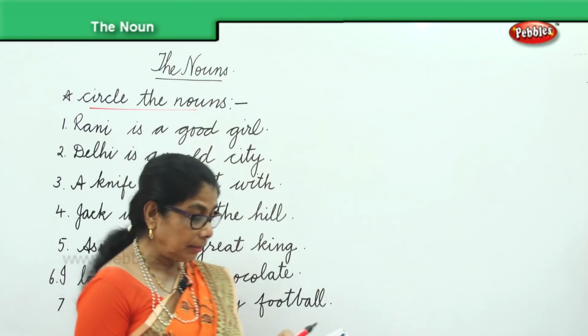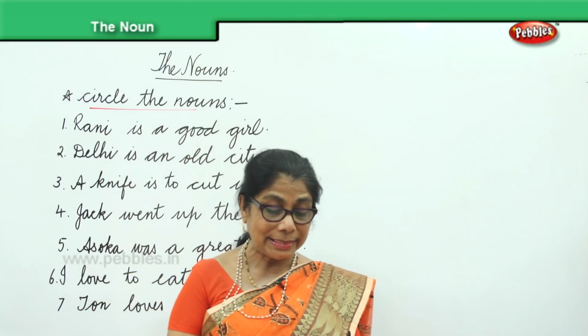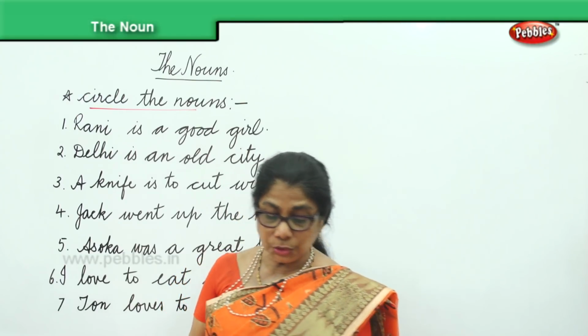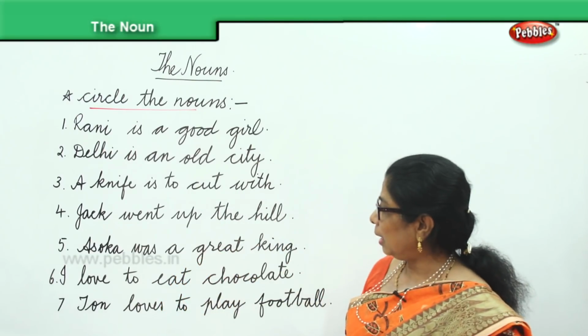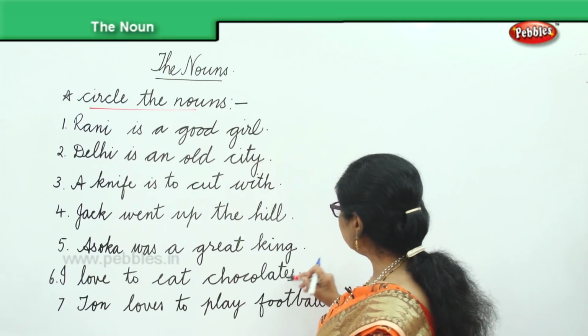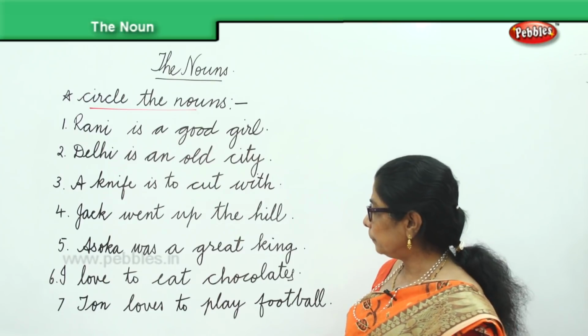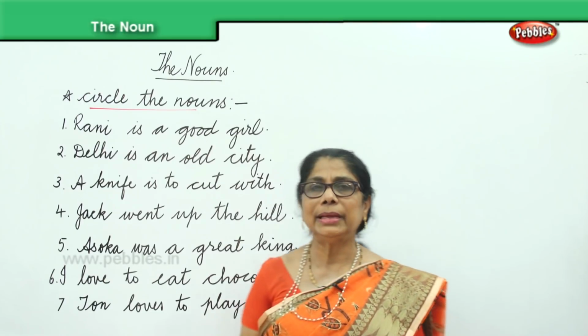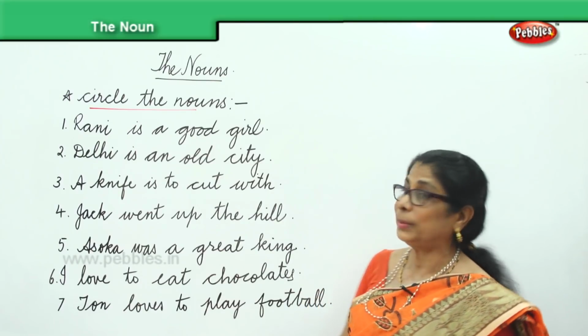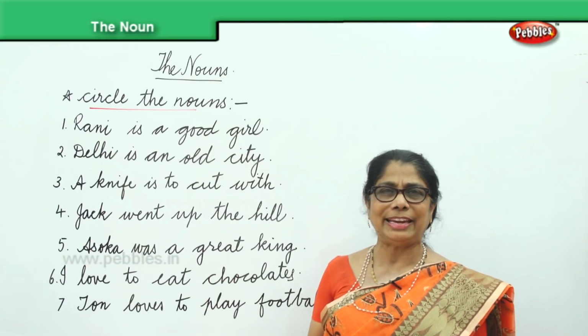Rani is a good girl. Delhi is an old city. A knife is to cut with. Jack went up the hill. Ashoka was a great king. I love to eat chocolates. Tom loves to play football. Carefully, let's look at each sentence and circle the nouns over there. Any noun, whatever you can identify.